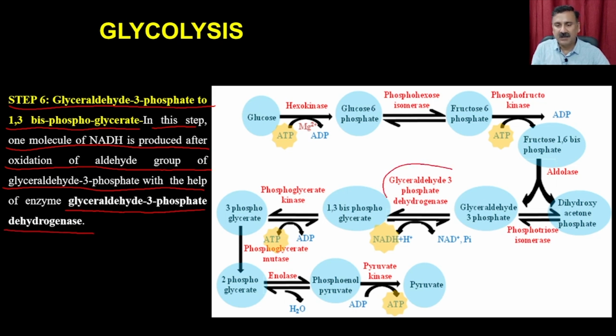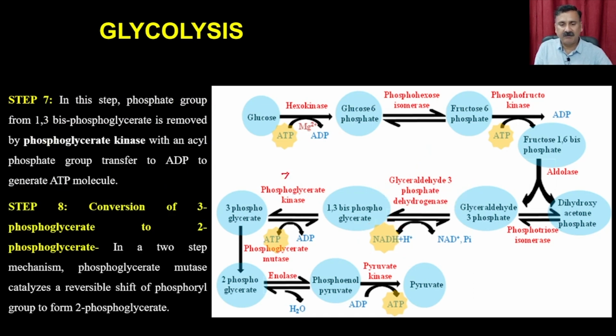This enzyme is also very important because it produces energy, or reducing equivalents in the form of NADH, and that's why this enzyme is also a very important drug target. So glyceraldehyde 3-phosphate dehydrogenase produces one molecule of NADH, and it converts glyceraldehyde 3-phosphate into 1,3-bisphosphoglycerate. Then we have step number 7.